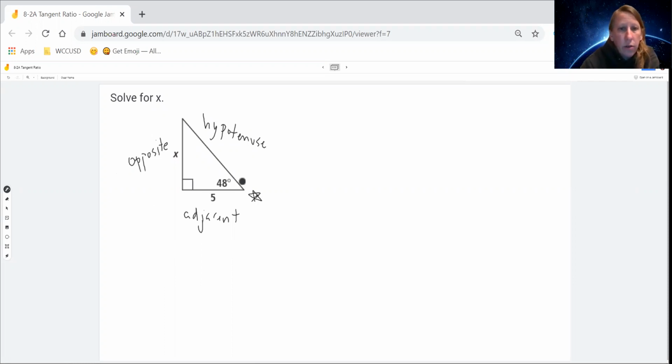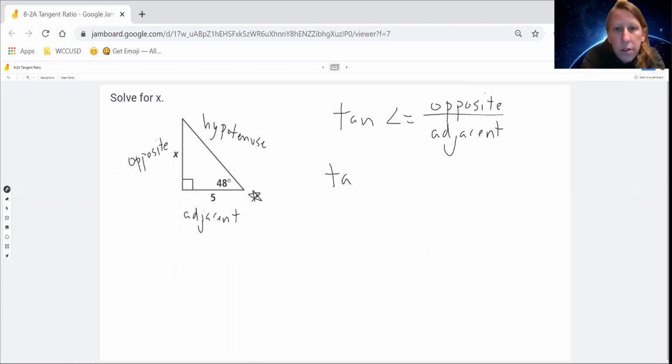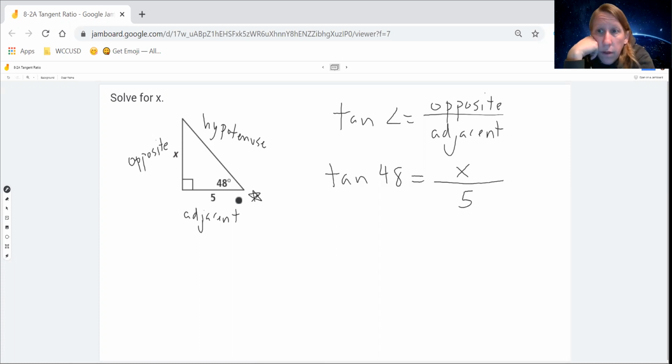The next thing you're going to do is use the tangent function. So the tangent of any angle is its opposite side divided by its adjacent side. And for this problem, we know it's a 48-degree angle. So we're going to substitute that in, 48 degrees. And the numbers I have are x and 5. From there, I'm going to use a calculator to figure out what the tangent of a 48-degree angle is. And then I need to find x.